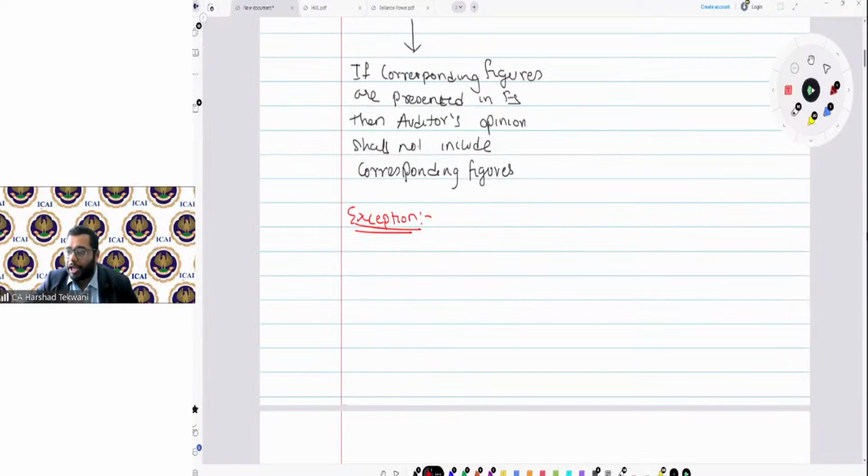So if there was a misstatement last year with respect to a corresponding number which is still unresolved, and because of which there was a qualified, adverse or disclaimer of opinion, why am I saying these three? Because the impact will be of such a nature that it will be material. Only then will I issue a qualified, adverse or disclaimer of opinion. So I will include that modification, if it is unresolved, in my current year opinion. Clear?